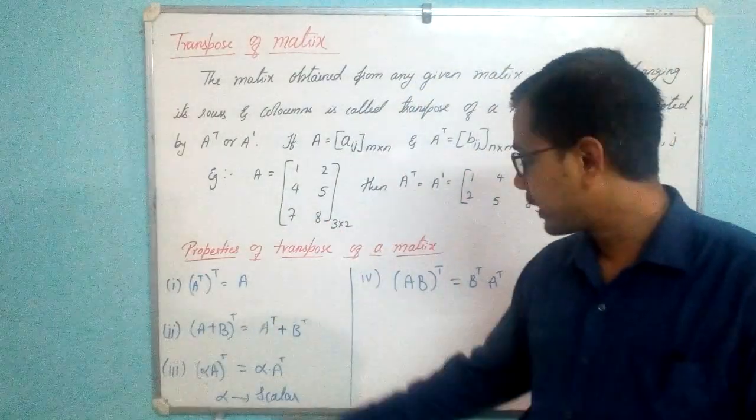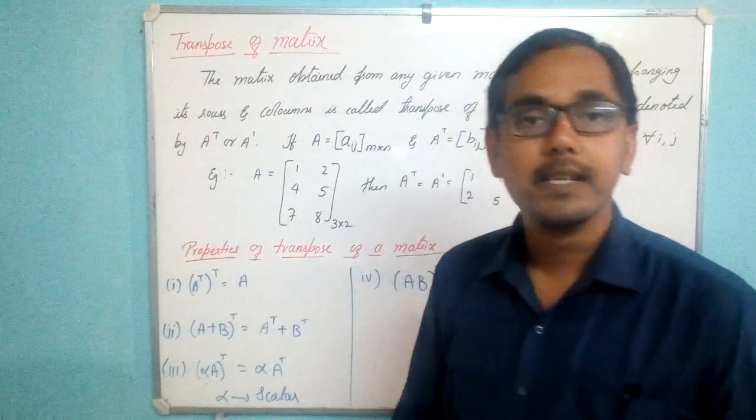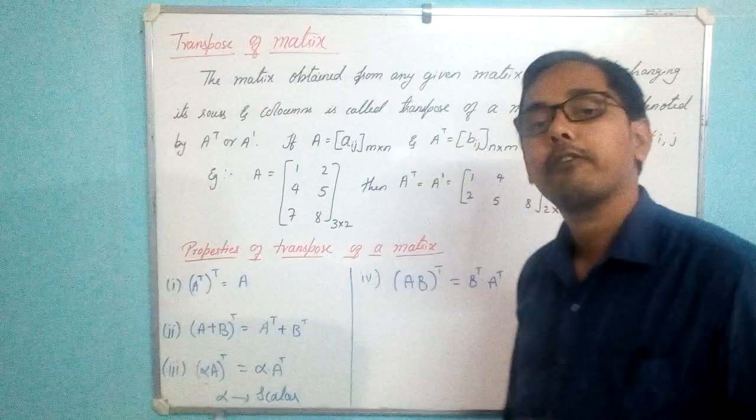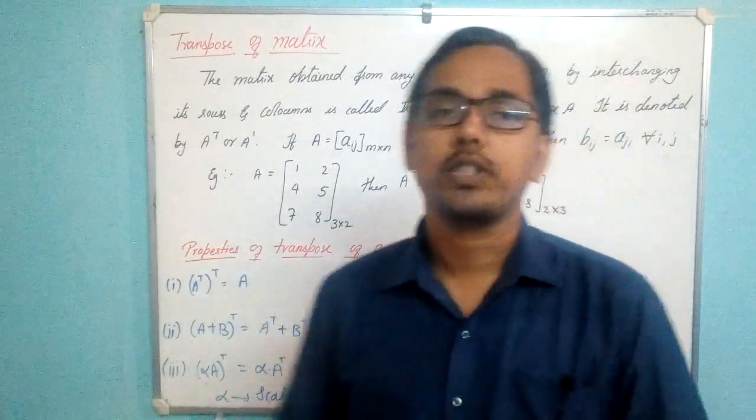Alpha into A whole transpose can be written as alpha into A transpose. And what is alpha? Alpha is a scalar, any number. Alpha is any constant or any number. Generally we can call it a scalar. So these were the three properties.